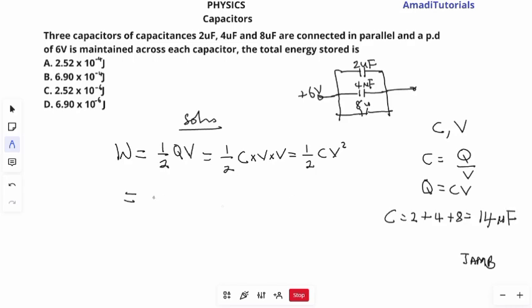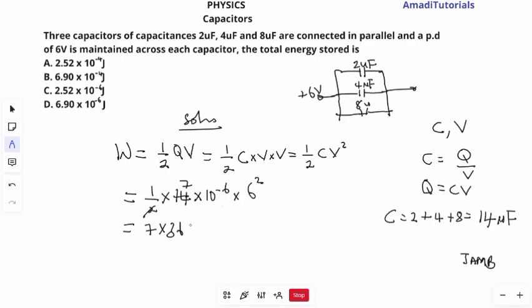So you substitute here. This will be 1/2 times the total capacitance, which is 14 microfarad. Micro means 10 raised to the power of -6. Then times V squared, which is the voltage. The voltage across them is 6. Remember, this is a parallel connection, so the voltage across each branch in that connection will be the same. 6 raised to the power of 2. So 2 will cancel 14, leaving 7 times 6 raised to the power of 2, which is 36.